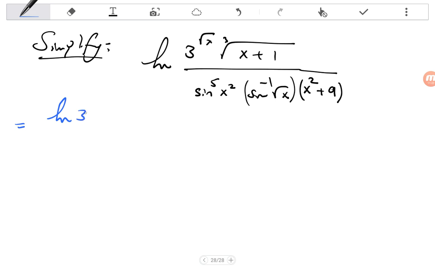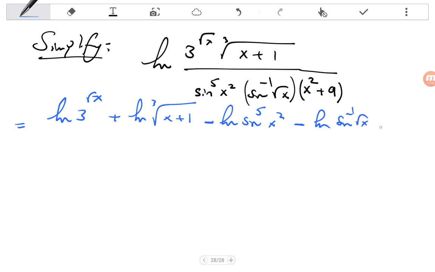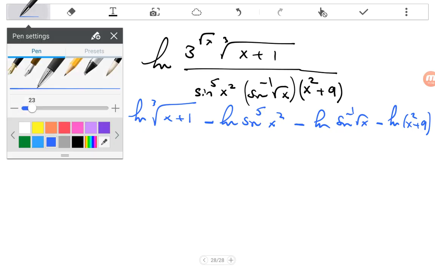So in this case we'll have ln 3 power root x plus ln of cubic root of x plus 1 minus, because this term is in the denominator instead of the numerator, so in this case it will be ln sine power 5 x squared minus also ln of sine inverse root x minus also ln of x squared plus 9. Okay, so this is the first simplification. Are there any further simplifications in this expression?